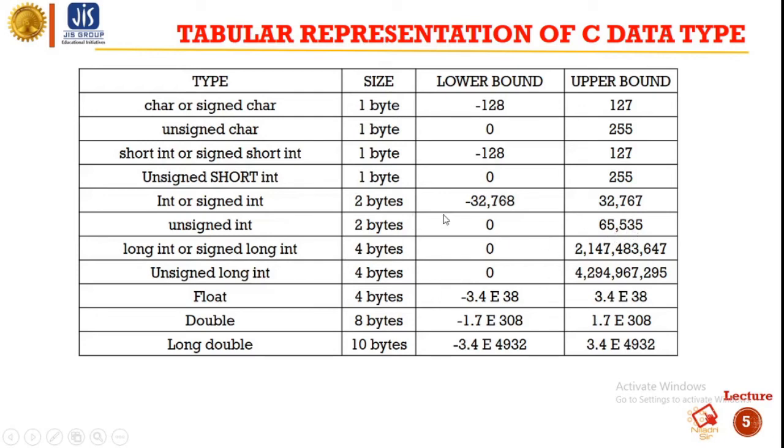The lower and upper bounds are not so important, but the sizes are very important. Long int or signed long int takes 4 bytes. Unsigned long int takes 4 bytes. Float also takes 4 bytes. Double takes 8 bytes and long double takes 10 bytes. So these are the tabular representations of the sizes of the data types, along with the lower and upper bounds.